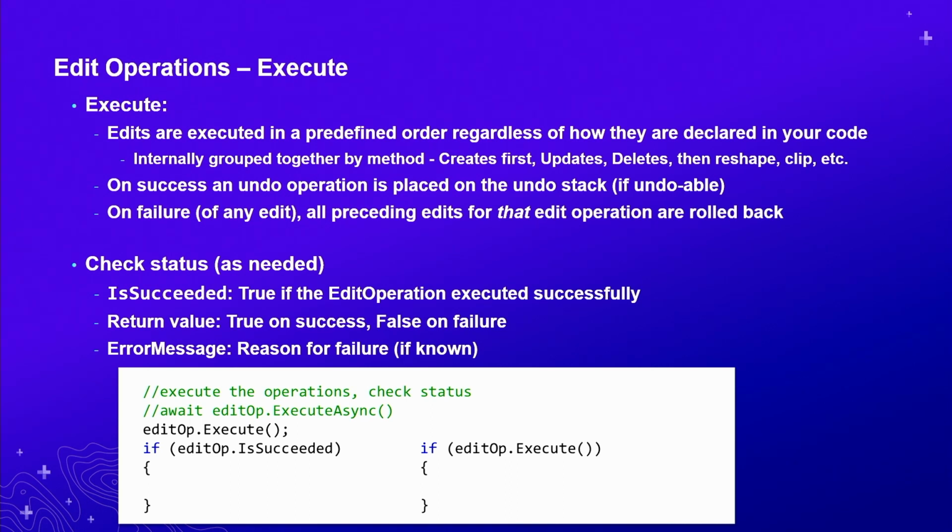You can check to see if an edit operation actually did succeed by looking at the return value on the execute itself, which is just a Boolean. There's also a property called isSucceeded on the edit operation to check there. And as I said before, if there's any reason for a failure that we know about, it'll be shown in the EditOperation.errorMessage property. That's if we know it. Sometimes we get messages back from the geodatabase which we just don't know what happened, or the message is a red herring, for example.